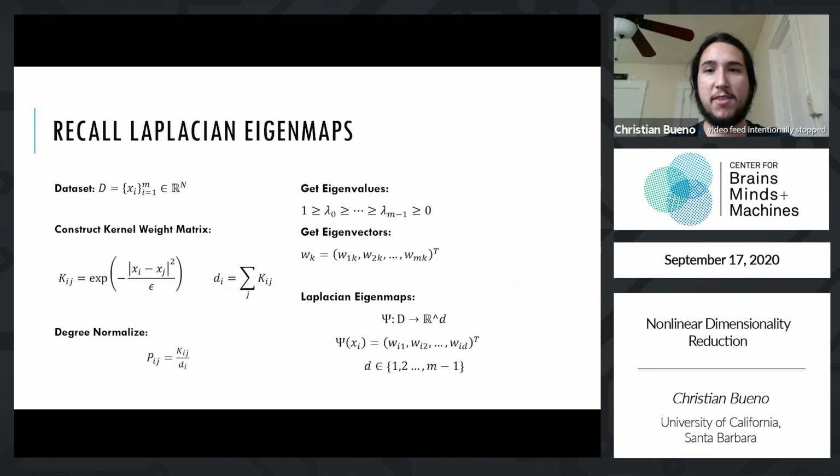And to build this algorithm, which is going to be described in a second, let's just recall how Laplacian eigenmaps goes. We have our data, we make the kernel matrix, we take the degrees, we normalize to get this probability matrix, and then we find the eigenpairs.